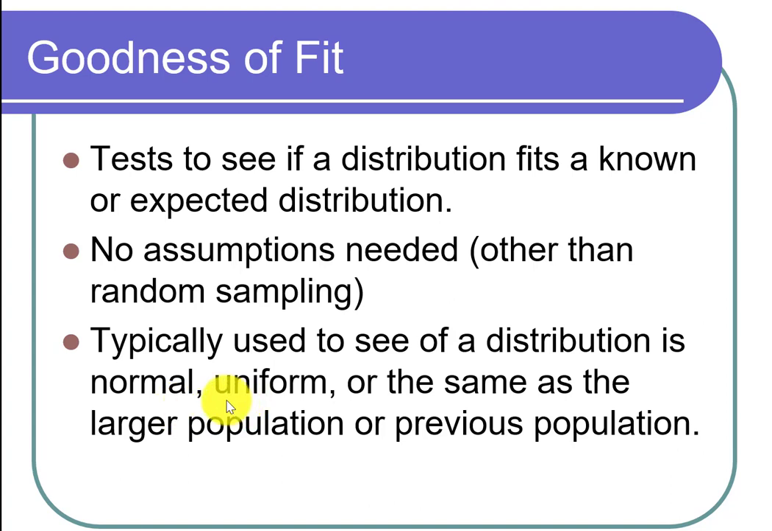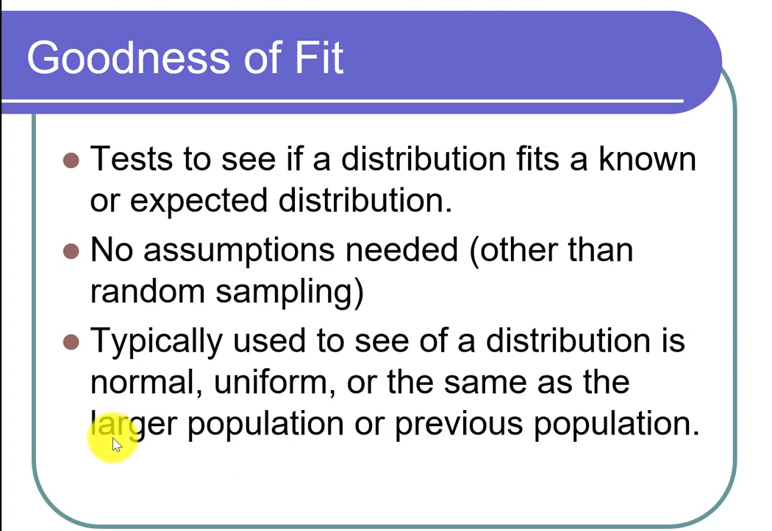Another would be uniform. That's important too. In other words, are the answers to the survey question, do they all have the same probability of happening? And we'll have some examples of that. Or sometimes you say, is it the same as a larger population or a previous population? So you want to say, has the distribution changed from before?